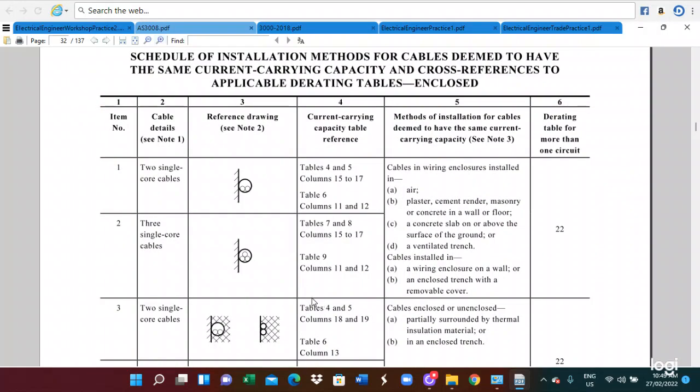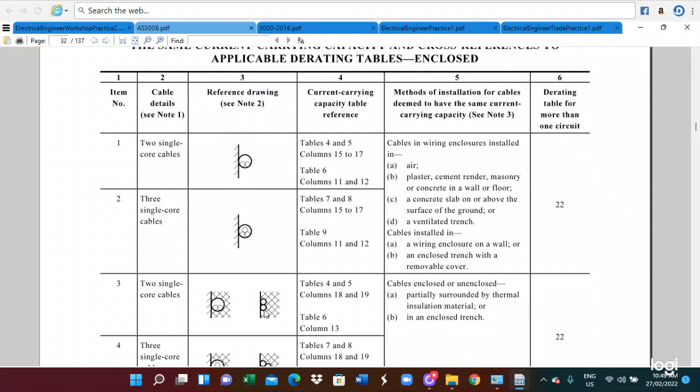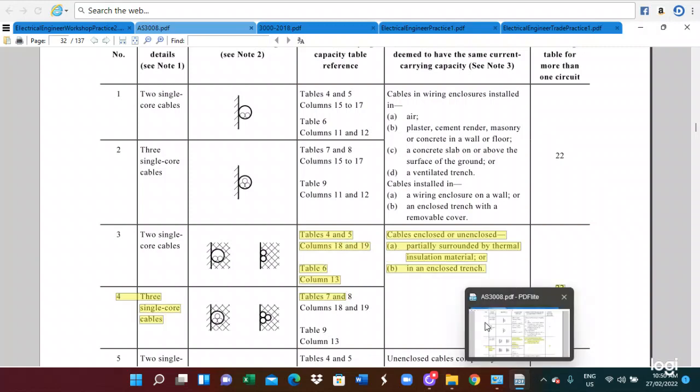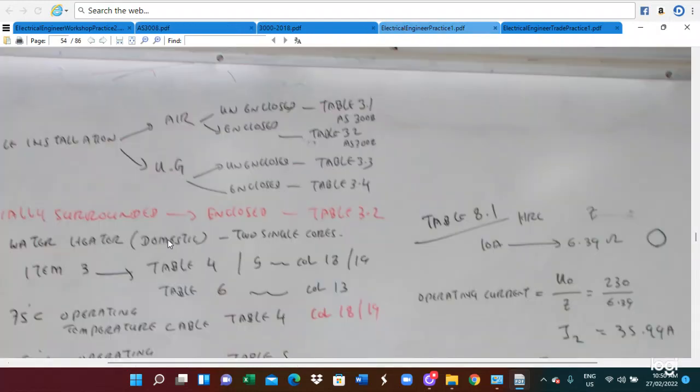So for two single core cable, partially surrounded by insulation, we just utilize it. This is the two single core cable partially surrounded by insulation. So there will be table 4, 5 or 6 that we have to utilize, and this is item number 3. So then we have selected item number 3.